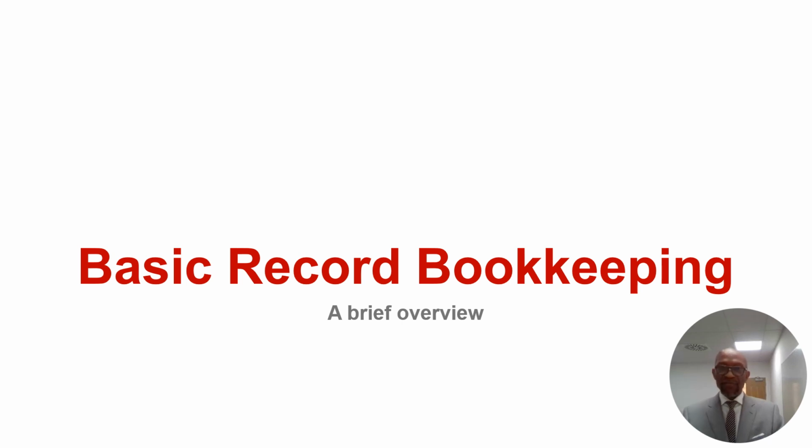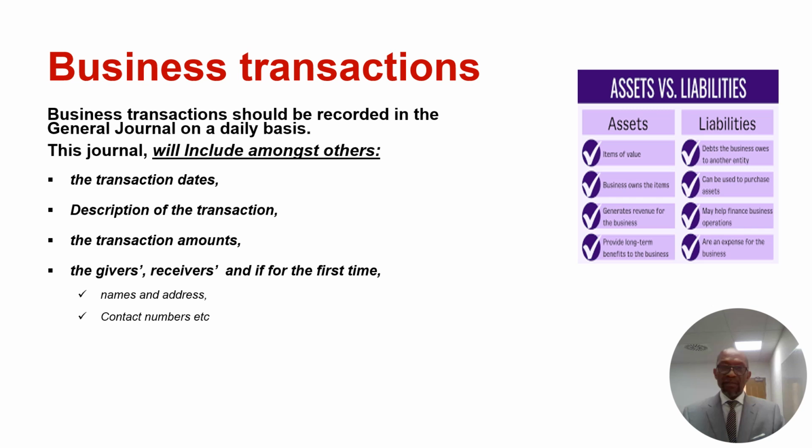Today I'm going to give a brief overview of basic record bookkeeping. In businesses, we have to enter into transactions. This transaction should be recorded in the general journal on a daily basis. This journal will include, among other things, the transaction date of the activity, description of the transaction, amounts, the givers, receivers, and if for the first time, names and address and contact number.